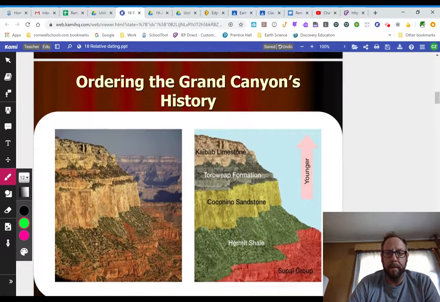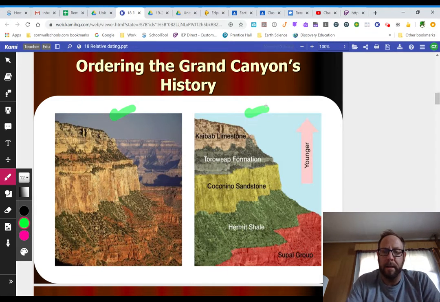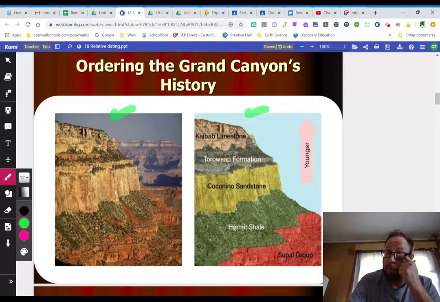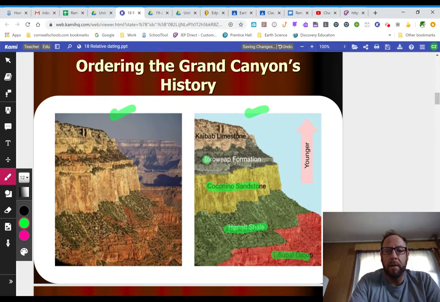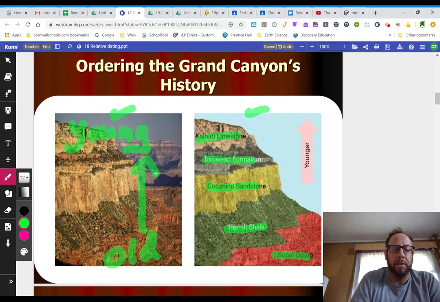Moving on. So let's take a look at the Grand Canyon. Real simple here. Here's the picture of the Grand Canyon. Here is the explanation of the rock layers. At the very bottom, you have the Supai group, the Hermit Shale group, the Coconino Sandstone, the Toroweap Formation, and the Kaibab Limestone. So this is going to be old down here, and this is young up there, and they decrease in age as you go from bottom to top.